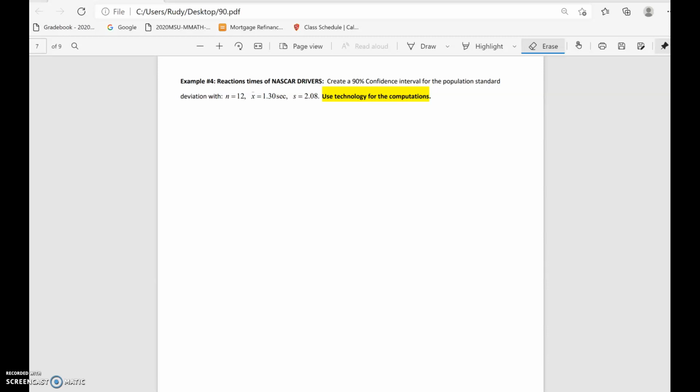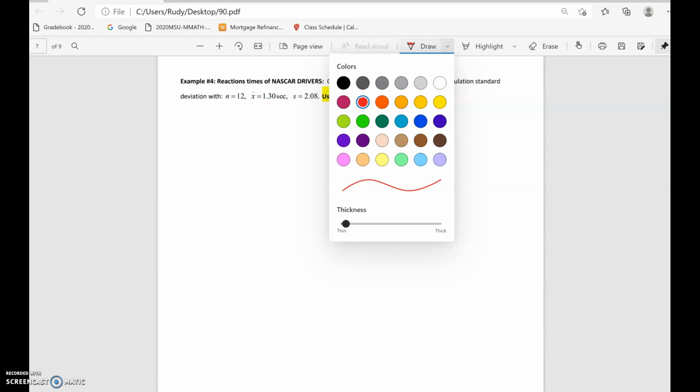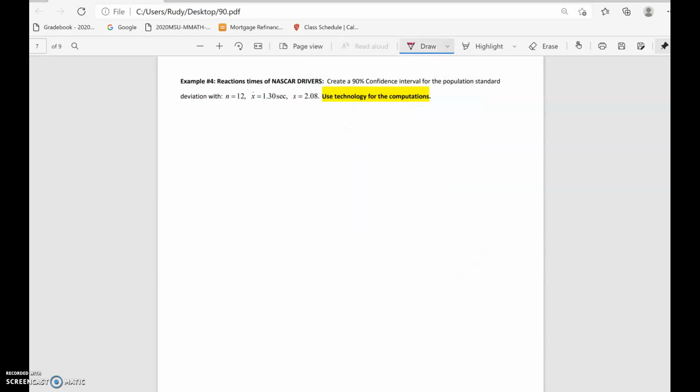Hi class, for this problem, we're going to be using technology, and unfortunately, most of us don't actually have the code on the calculator. So we're going to be running StatCrunch, and they want a 90% confidence interval for the standard deviation. So let me just point out the formula that we'll be using.